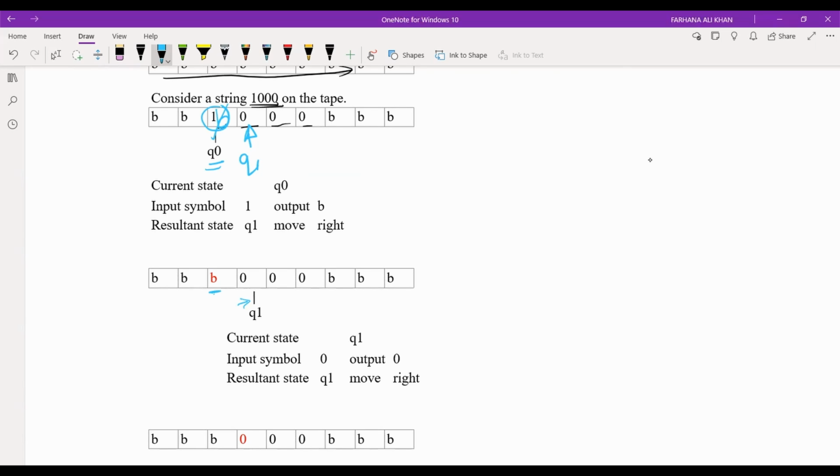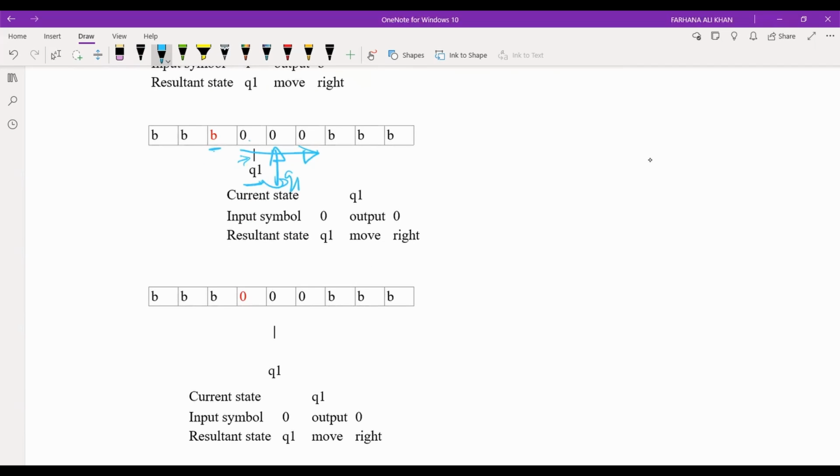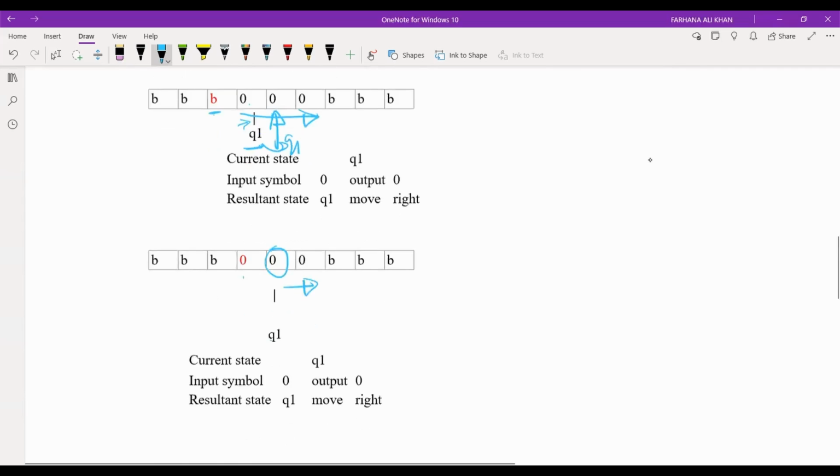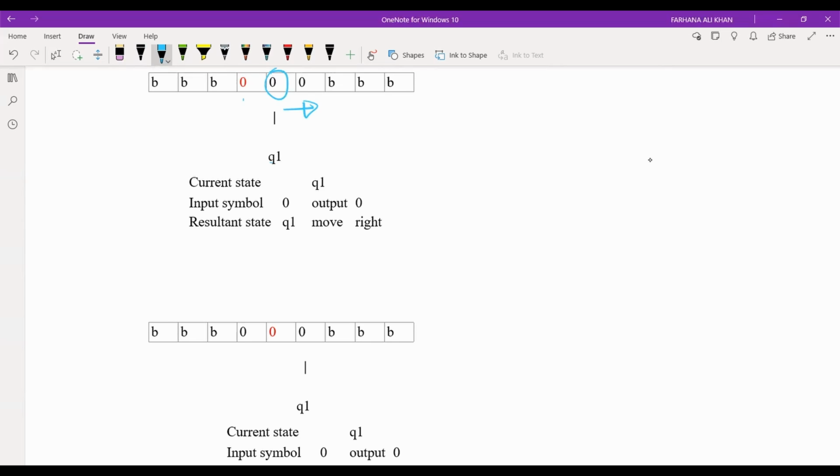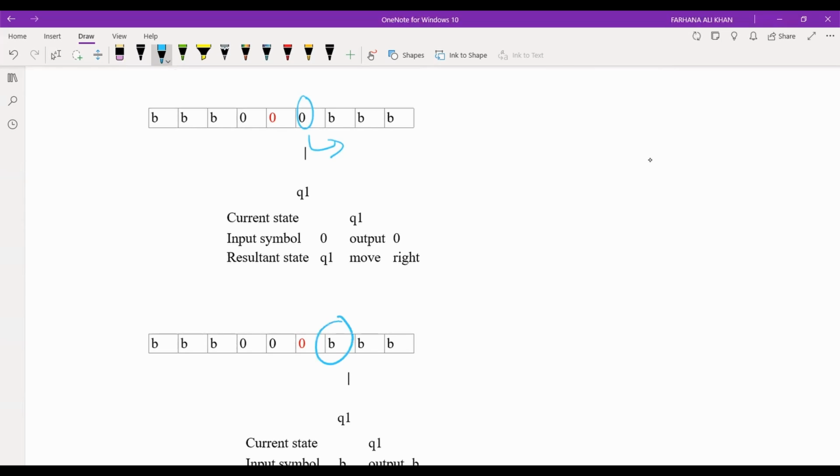Now after conversion of the 1 into a blank symbol, the second step is to bypass all the zeros. So Q1 with the input symbol 0, we will move towards the right-hand side with the resultant state as Q1 only. This is the next step. Q1 with 0, we have shifted right. Now Q1 again with 0, we again shift right because we are going to bypass all the zeros. Again Q1 with 0, we move toward the right-hand side. Now this is Q1 with the blank symbol, which means we have reached the end of the string.